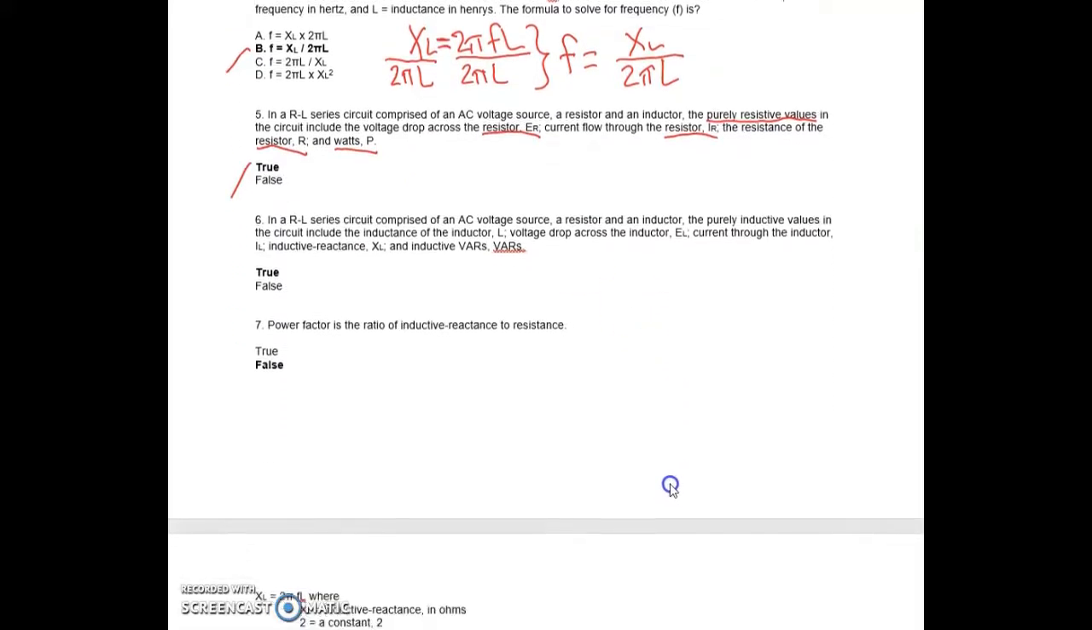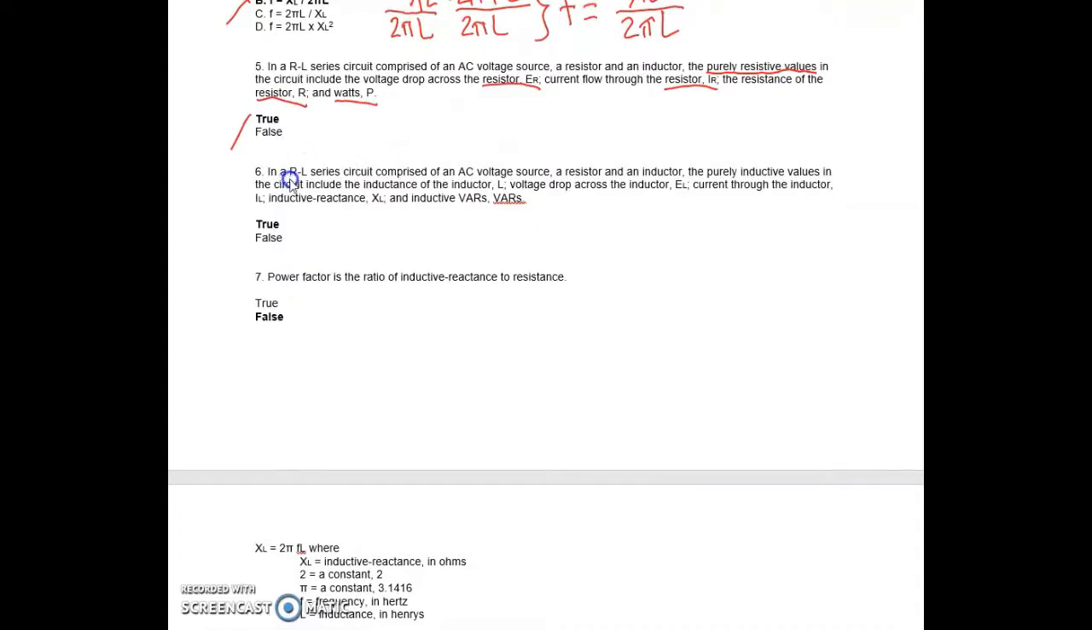Number 6 is similar. In a resistive inductive series circuit comprised of an AC voltage source, a resistor, and an inductor, the purely inductive values in the circuit include the inductance of the inductor, L, voltage drop across the inductor, E sub L, current through the inductor, I sub L, inductive reactance, X sub L, and inductive vars. That is also a true statement.